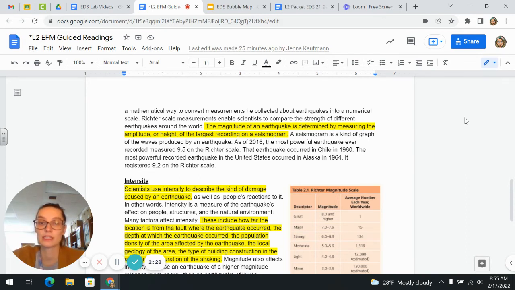As of 2016, the most powerful earthquake recorded measured 9.5 on the Richter scale. That earthquake occurred in Chile in 1960. The most powerful recorded earthquake in the United States occurred in Alaska in 1964, and it registered at a 9.2 on the Richter scale.